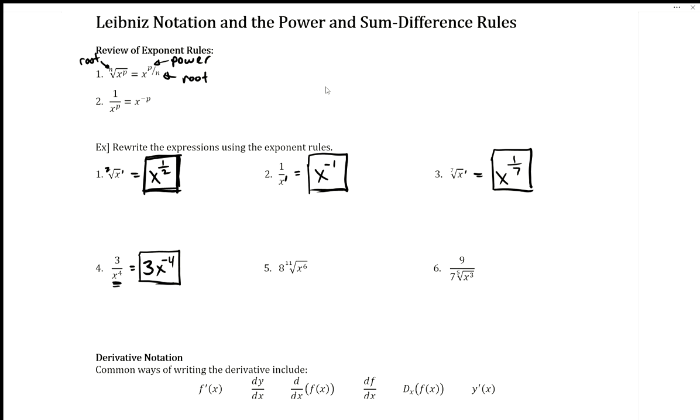Same deal with number 5. That 8 is just hanging out, and then we're going to rewrite that radical. So we see the power should be 6, and the denominator should be 11. And that's that.